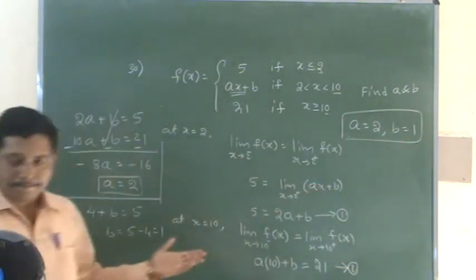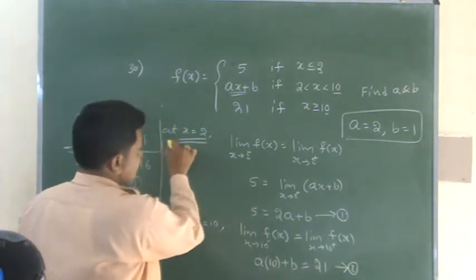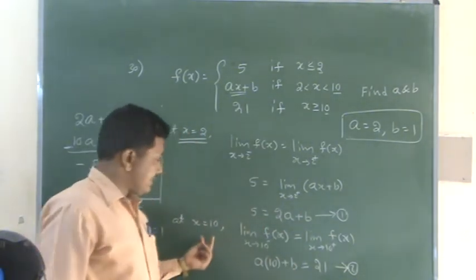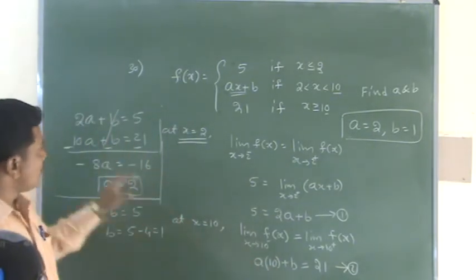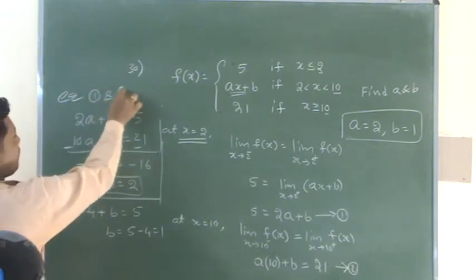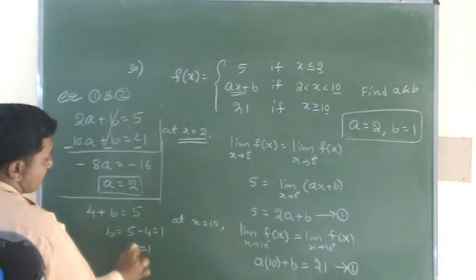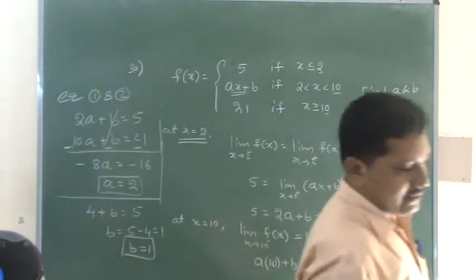Do you understand? Here, this is the first step. We get one equation, and then taking x is equal to 10, we use the same process and get another equation 2. I want to simplify equation 1 and 2. Here we get a value 2 and b value 1. So this is your problem, and this is a 4 marks question and an easy question.